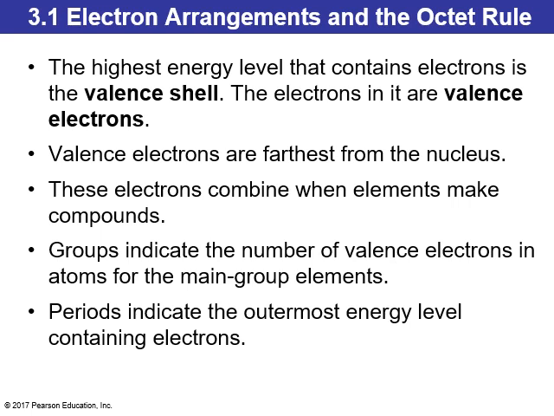The periods, or rows, in the periodic table indicate to you which energy shell is the valence shell. So if you're in row 1 on the periodic table, your valence shell is the first shell. If you're in row 2 of the periodic table, your valence shell is the second shell, and so on and so forth.